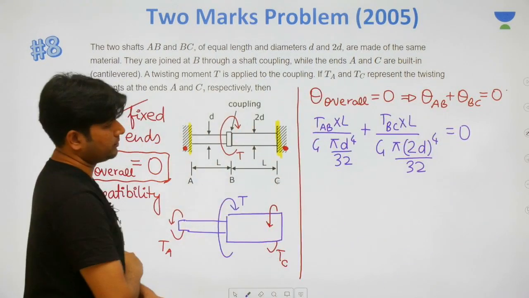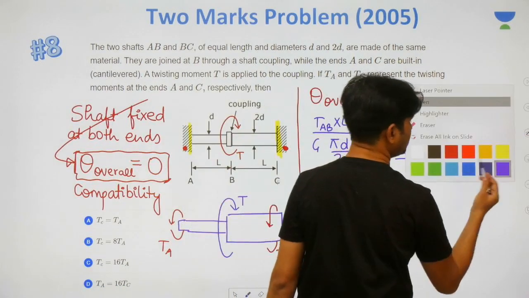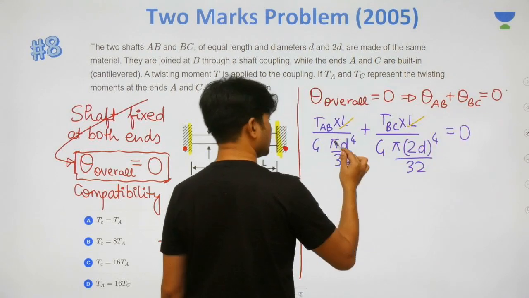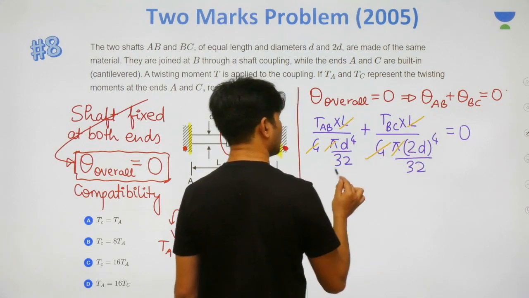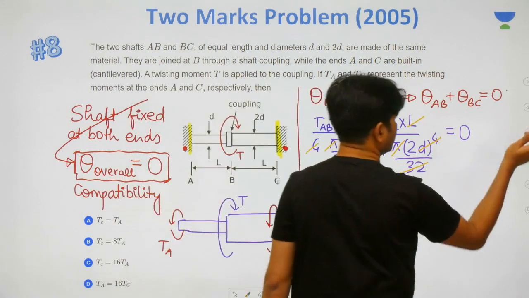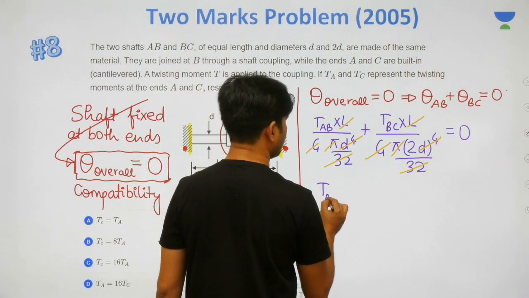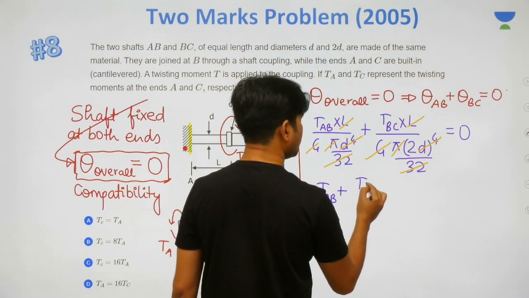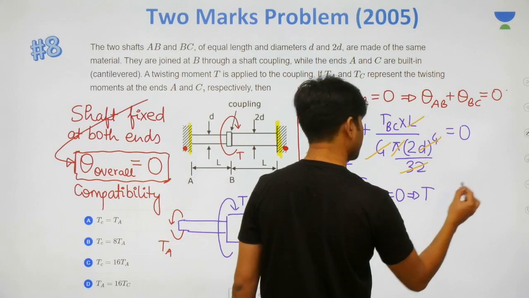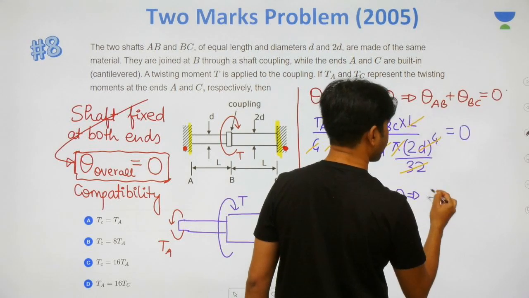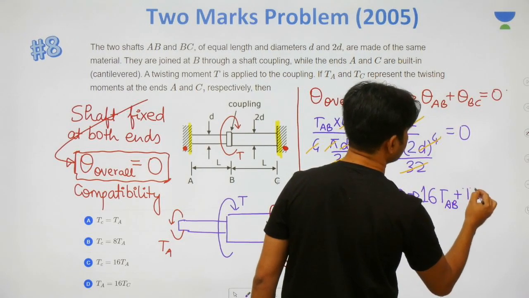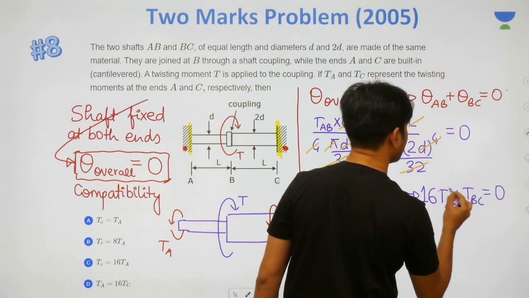Now you see, there are a number of things that will get cancelled out. For example, L is a common factor, G is a common factor, pi is a common factor, 32 is a common factor, D^4 is also a common factor. So what are we left with? We are left with just TAB here, and here we are left with TBC divided by 16. So we get 16 times TAB plus TBC is equal to zero.